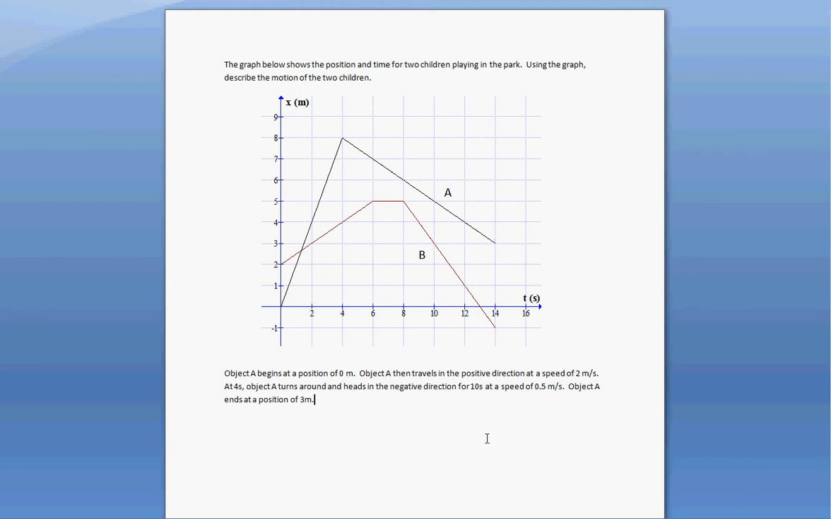All right. After 14 seconds. Just to be complete. All right. Next up is going to be object B, and we're just going to follow this pattern here. So object B starts at a position of, let's see, 2 meters right there.